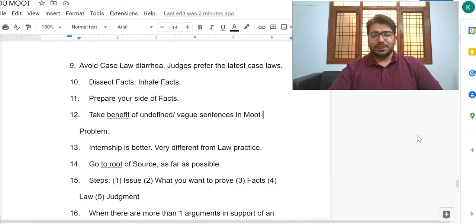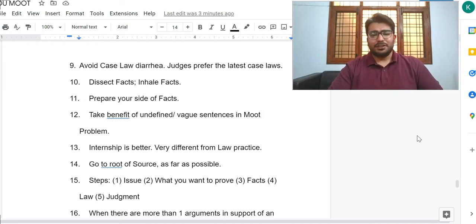The next suggestion is to always dissect the facts and inhale the facts. Your best friend in any moot court competition is not judgments, not arguments, but your facts. Practically speaking, whenever there is a moot court competition and the judge is assigned, he mostly focuses upon the facts of the moot court proposition, and neither your cases nor your opposing side's cases, because there simply isn't enough time for a judge to scrutinize any single judgment. So a judge always focuses more upon the facts of the case, and therefore you should too.